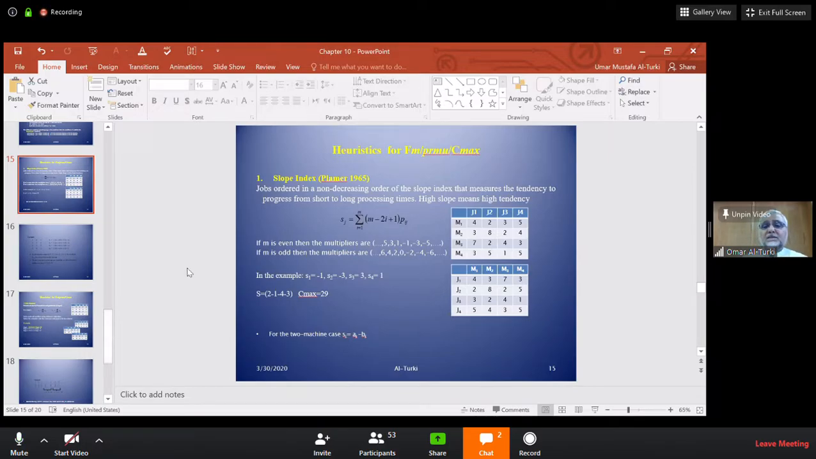Anyway, I'm trying to make it easier for you. Just this formula, the slope for job J. In fact, what does it mean?